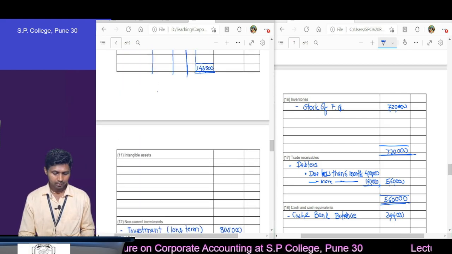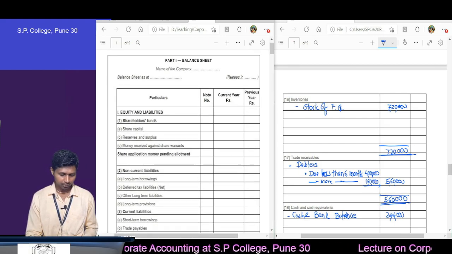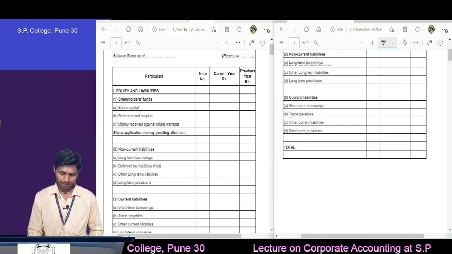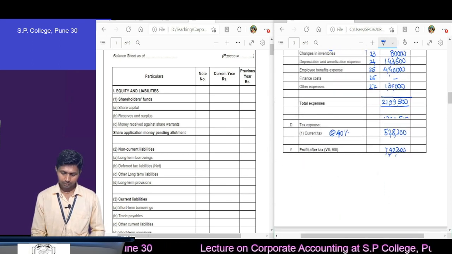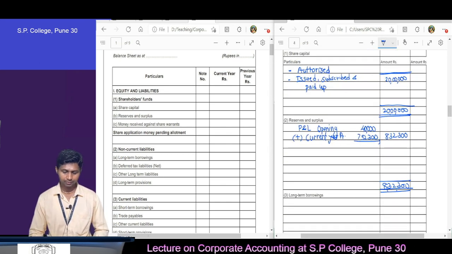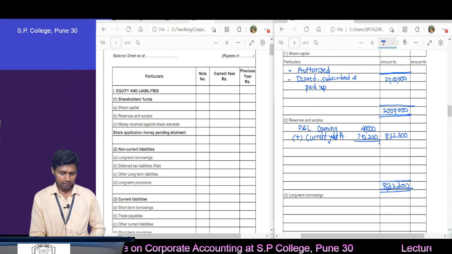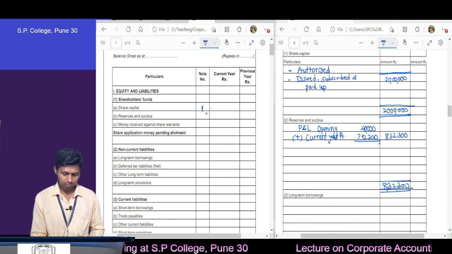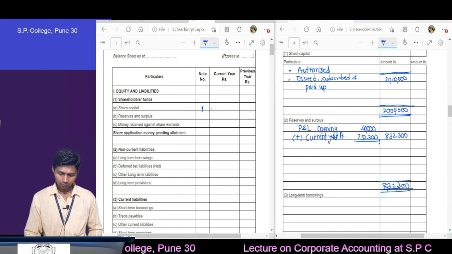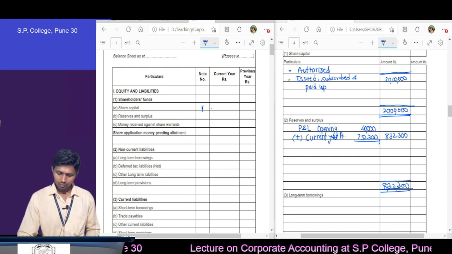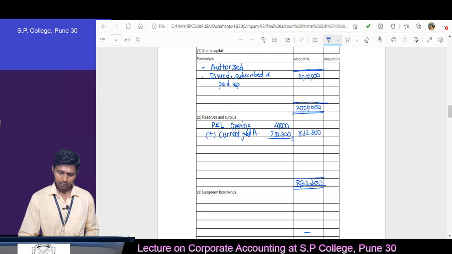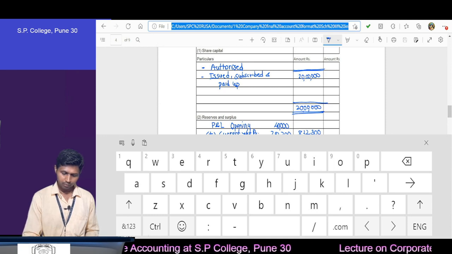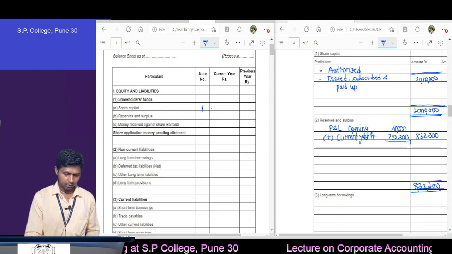Now what to do then? Then what? The main format. In the main format, first note, okay, share capital. Now the next job is to copy figures from notes to the main format. Share capital, right here, note number 1. Again, I will save it first. Save, then copy, and then here.